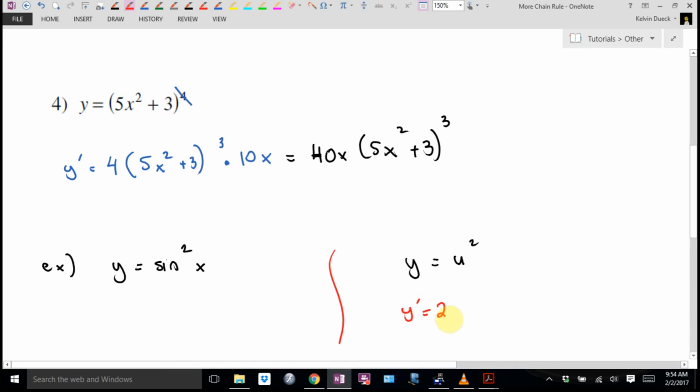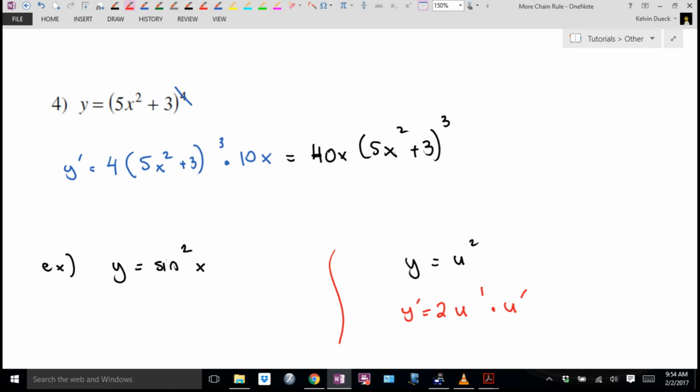Move the 2 to the front. You would subtract 1 from the exponent. You probably would never put the 1 there, but I'll put it there. You would rewrite what was inside, and then you would multiply by the derivative of what's inside. That's the pattern. That's the chain rule. By the way, that's what the chain rule is: take the derivative of the outer function, rewrite what was inside, times the derivative of what was inside.